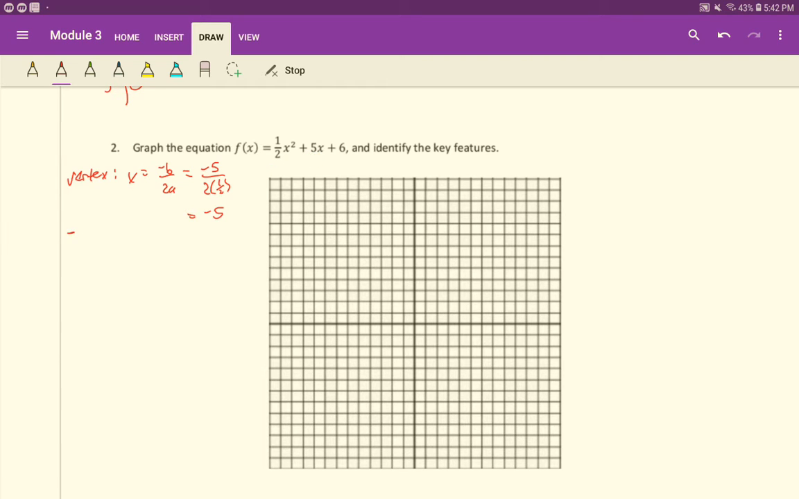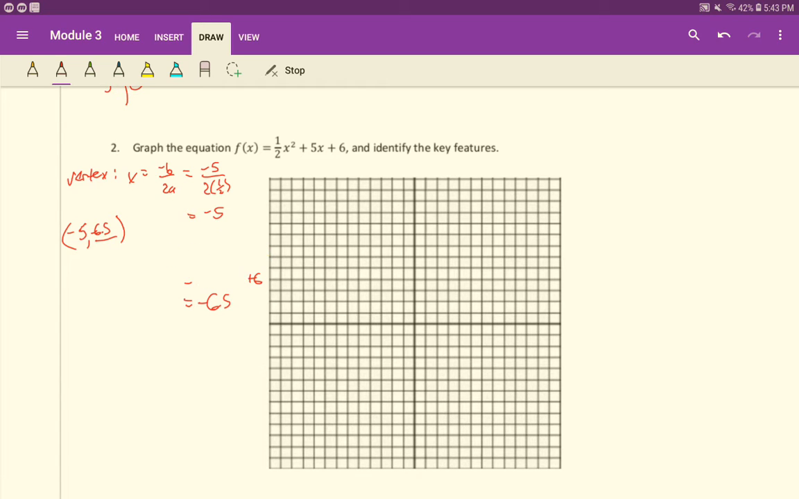Now, that's the x coordinate for the vertex, right? We have to find the matching y coordinate, which we will do by plugging that negative 5 into our equation here. So f of negative 5 is going to be 1/2 times negative 5 squared plus 5 times negative 5 plus 6. So negative 5 squared is 25. Half of 25 is 12.5. Negative 5 times 5 is going to be negative 25, so minus 25 plus 6. So let's see here. 12.5 minus 25 is negative 12.5, plus 6 is negative 6.5.